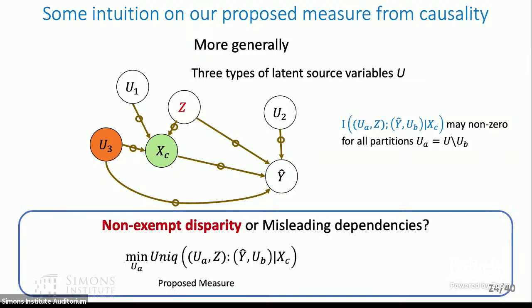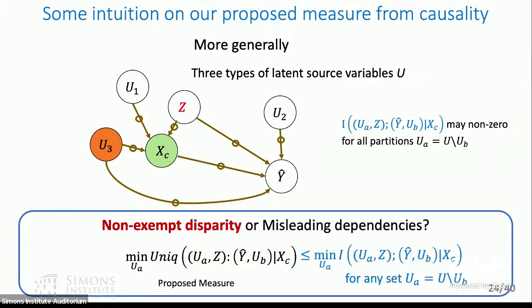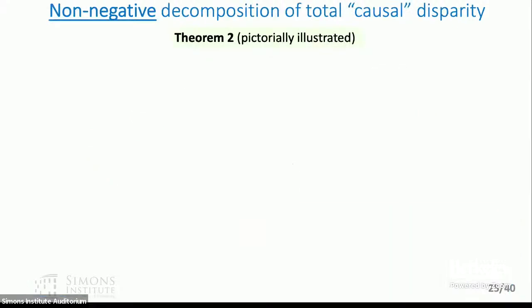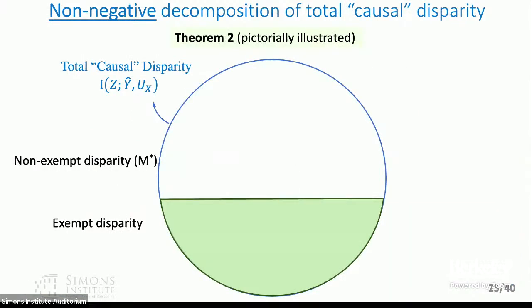So then we saw that conditional mutual information can sometimes capture misleading dependencies. So we use unique information as our proposed measure. And this gap denotes the kind of misleading dependencies that could arise when we do not really want our measure to be non-zero, but the conditional mutual information happens to be non-zero. And this is also an upper bound for this measure of unique information that we are trying to compute. So in essence, this gives us a non-negative decomposition of the total causal disparity into exempt and non-exempt components.